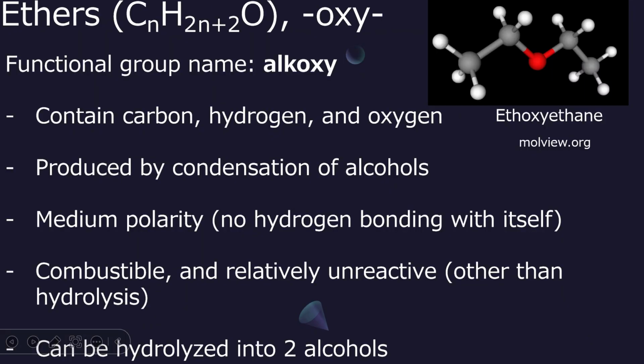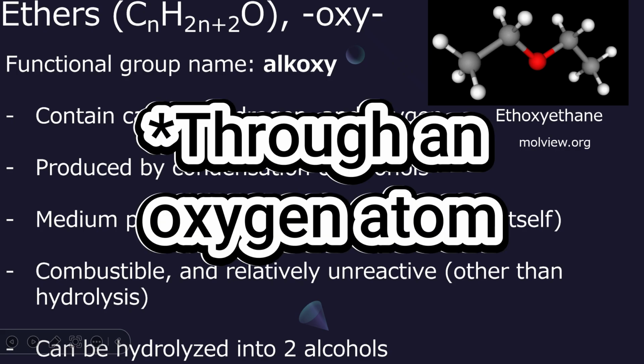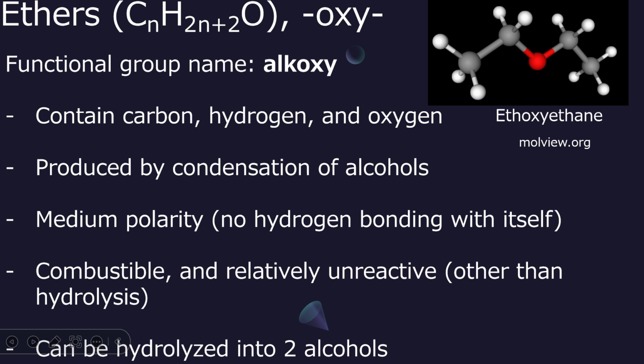Okay, ethers then. I've talked about this already. They're made from alcohols, but the general formula is CnH2n+2O. They're like two alkane chains linked together, right? And they have the name, not a suffix, but something oxy, something else. The functional group name of this is alkoxy, an alkoxy group. So here's an example, ethoxyethane, also known as diethyl ether. This is produced by condensation of alcohols. It doesn't always have to be two of the same. You can have different chain lengths on each side of this oxygen.